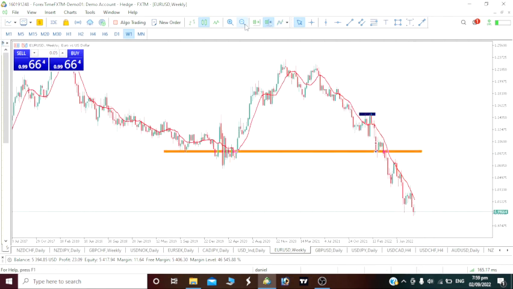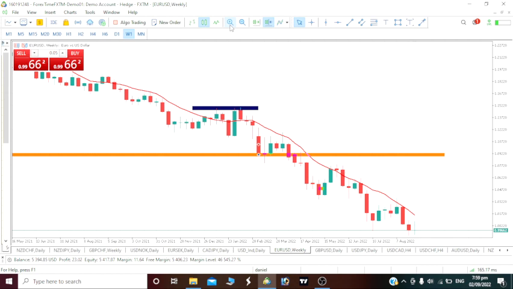So that is one. Secondly, again, our price is below our 10 period moving average on our weekly time frame. So if we are to trade with our weekly time frame, what we are going to be looking for is to actually short it, because the price is below our 10 period moving average, and secondly, we are on a downward trend on our weekly time frame.